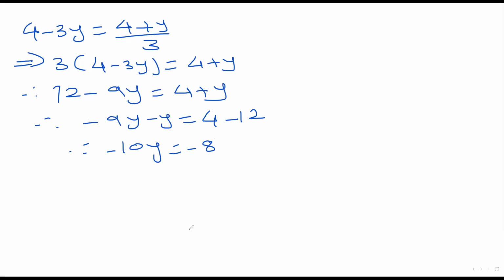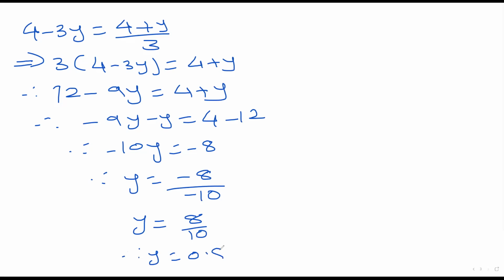So y will be minus 8 upon minus 10. So y will be obviously 8 upon 10. That means y is equal to 0.8. Correct? So y will be 0.8. That's all. But again, don't forget to write the point. So write down the coordinates of the point.